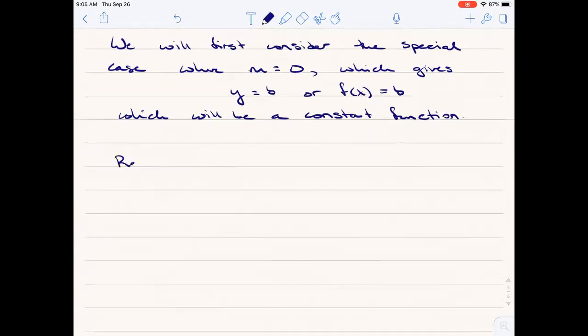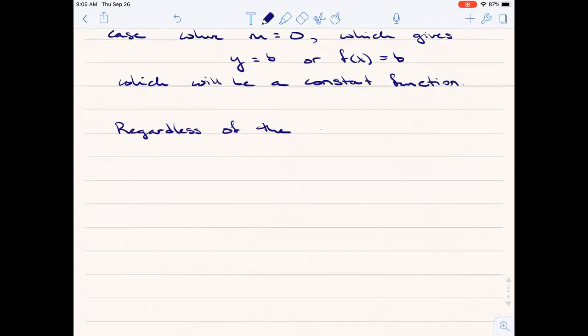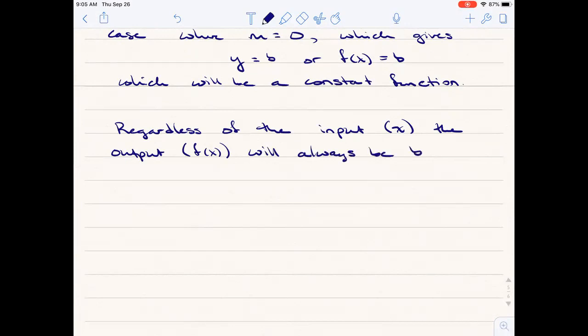So regardless of the input, I'll put in brackets x here, the output, which is f of x, will always be b.